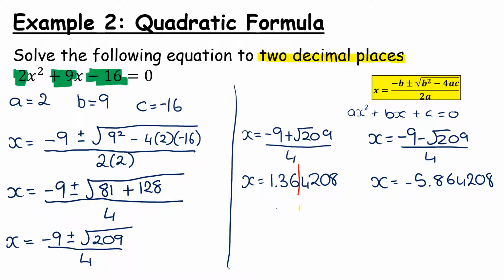Now the question asks us for 2 decimal places, so each of them needs to be rounded. This is going to be rounded here, and this is going to be rounded here. When we are rounding, we need to look at the next number. Since the next number is 4, they will stay the same. So my two answers are x equals 1.36 and x equals minus 5.86.